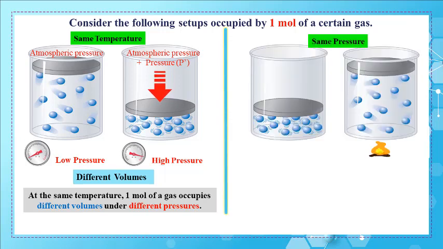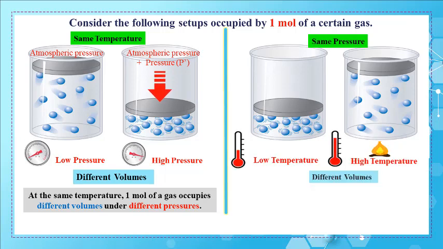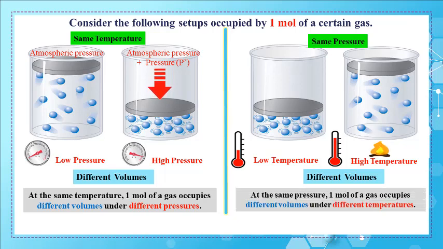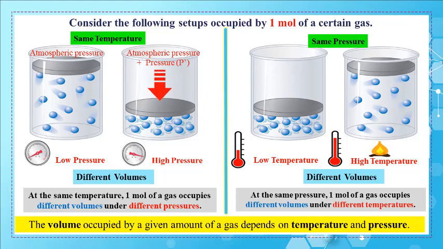Consider another 2 setups occupied by 1 mole of a certain gas under the same pressure. However, the second setup is heated. We notice that they occupy different volumes. So, at the same pressure, 1 mole of a gas occupies different volumes under different temperatures. As a conclusion, the volume occupied by a given amount of gas depends on 2 factors, temperature and the pressure.